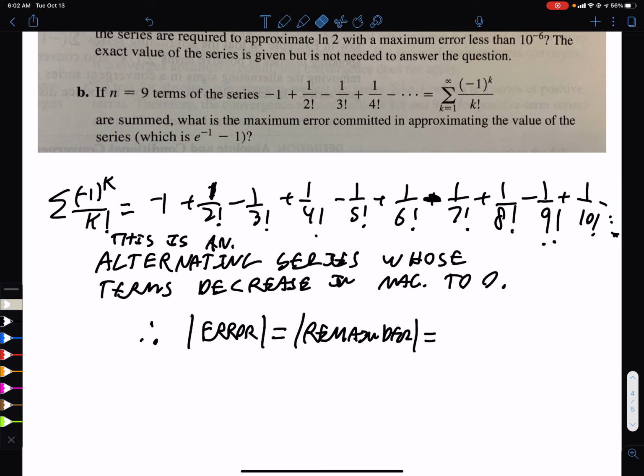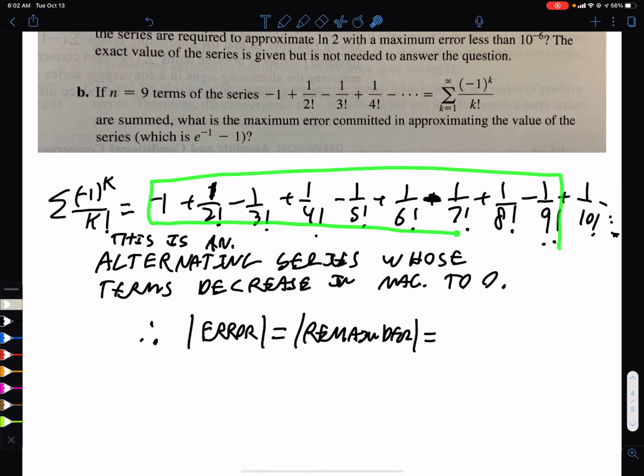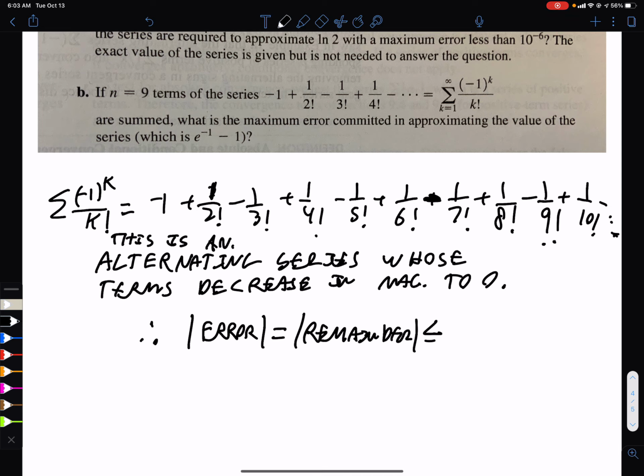So the error is just the next term. They're just saying that this series is represented by that, but let's ignore that. The error is the next term according to the theorem we just had. So we are approximating with the first nine terms, so the error is going to be less than or equal to that term. So I want to use less than or equal to 1 over 10 factorial. And that's it. That's the answer. The maximum error is 1 over 10 factorial.